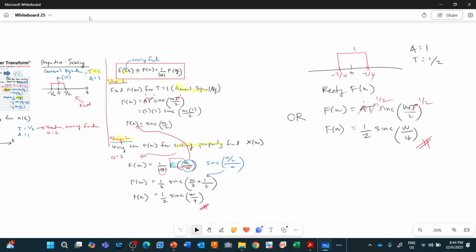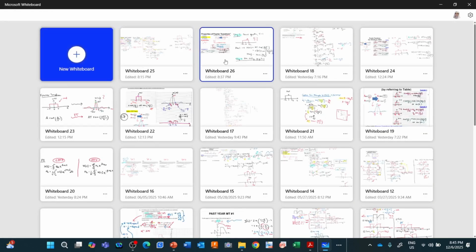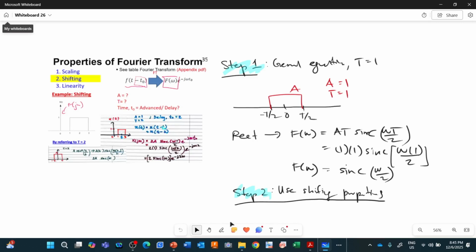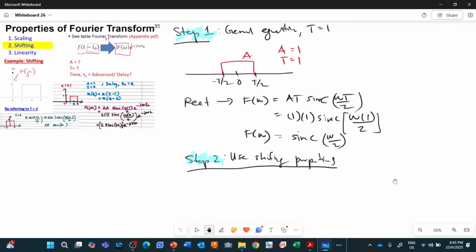For this case, because I'm going to emphasize using the shifting only, a quick way to get the answer is by using this equation only. Of course, if you want to do the scaling, also can. Which one do you want to do?